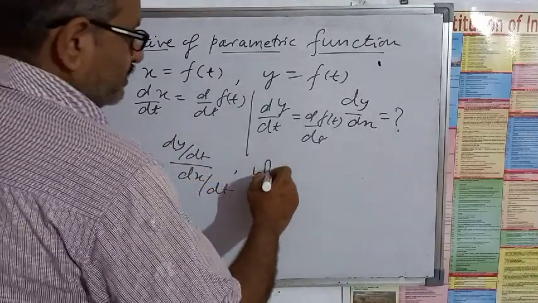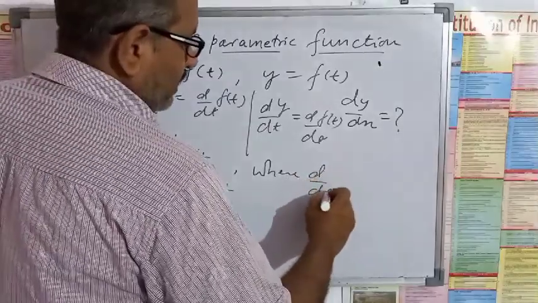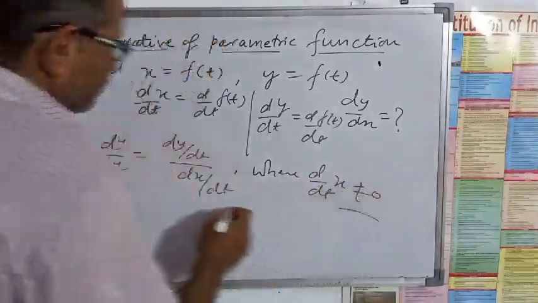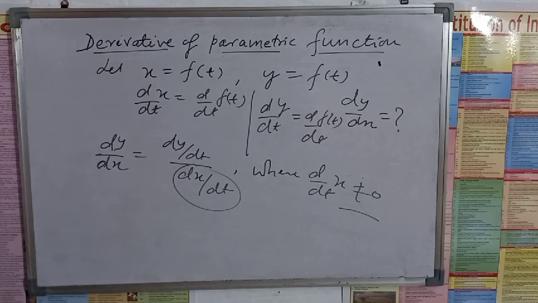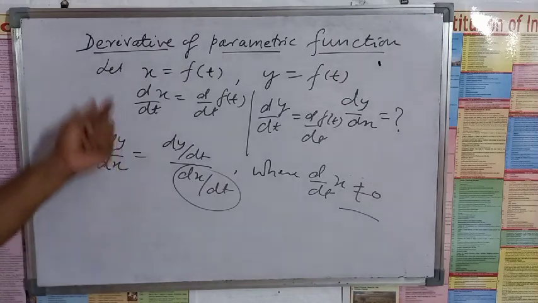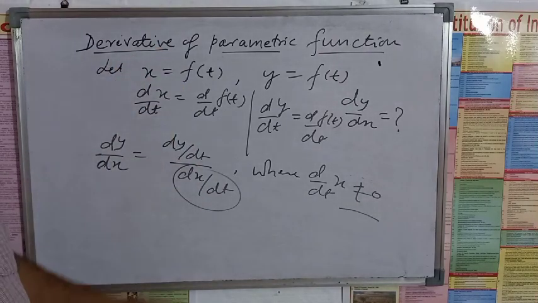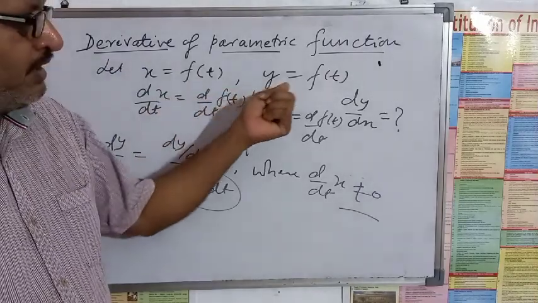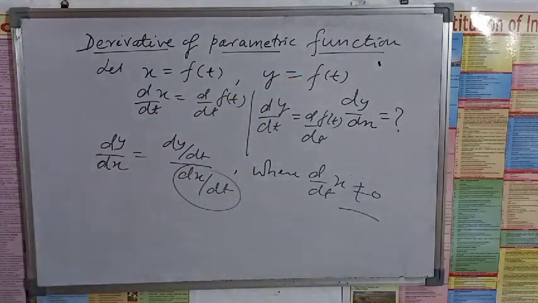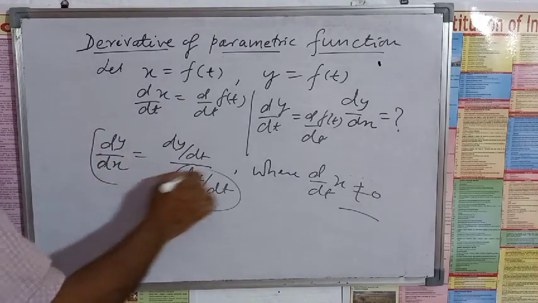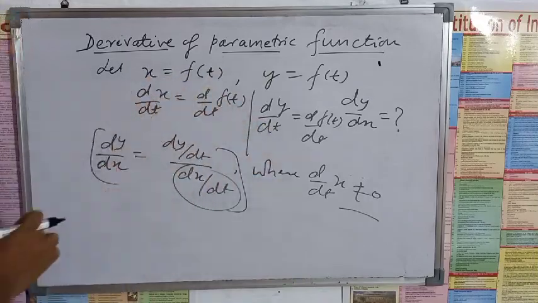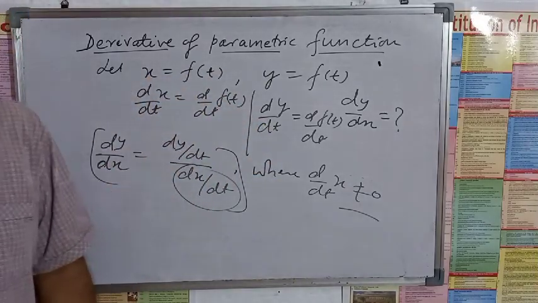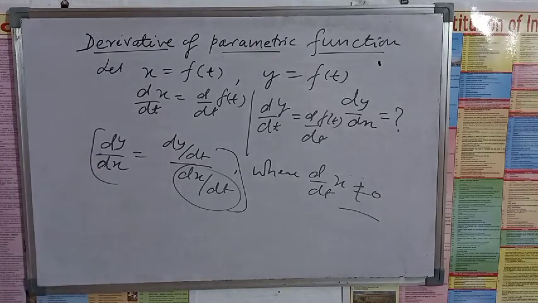But here d by dt of x is not equal to 0, meaning this denominator is not equal to 0. So in exercise 5.12, we have to find the derivative of parametric functions. The parameter may be t, or any other variable like theta, and we have to use this formula. Firstly, we differentiate both x and y with respect to the given parameter, and after that we use this formula. So let us see exercise 5.12.